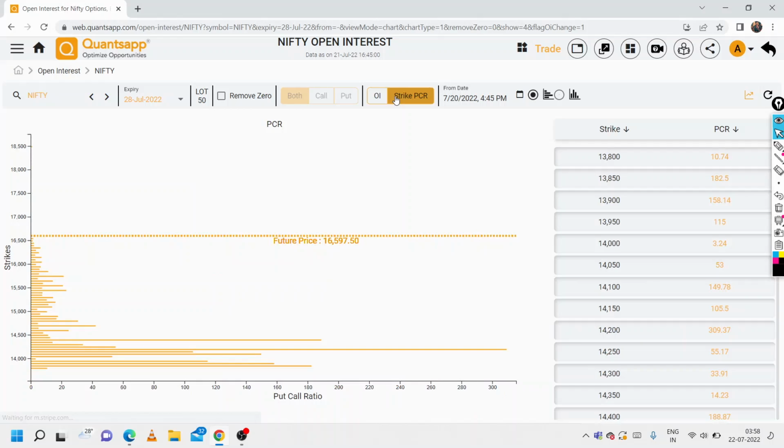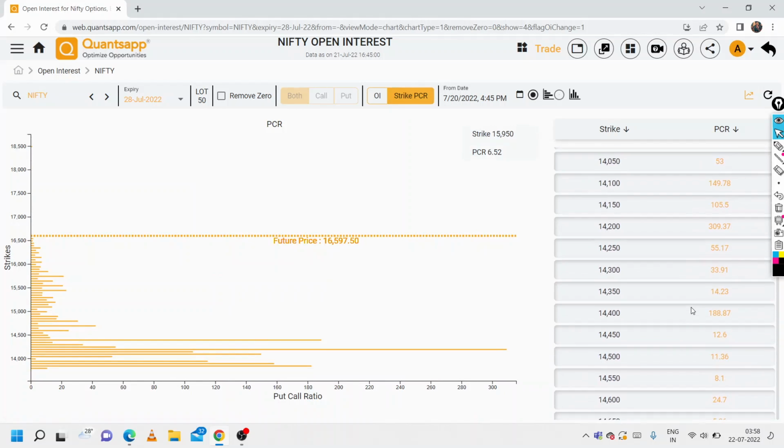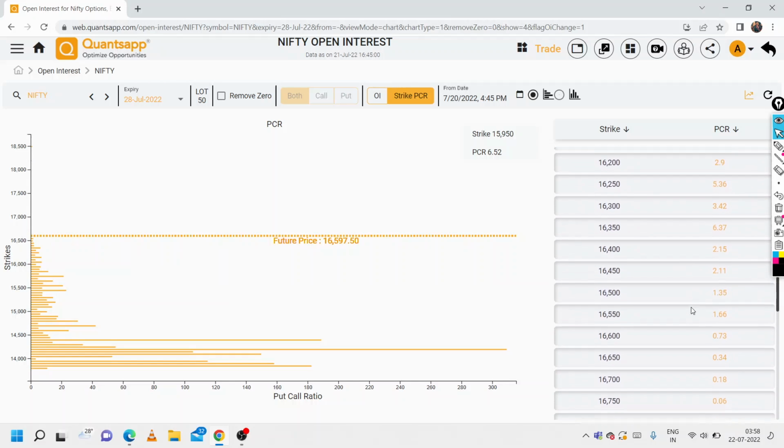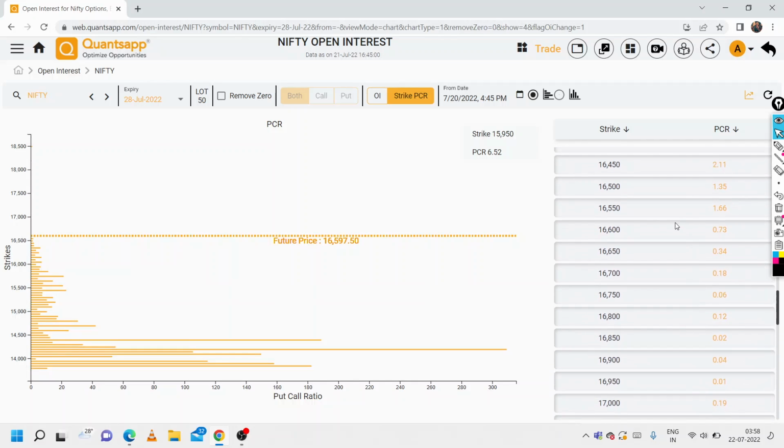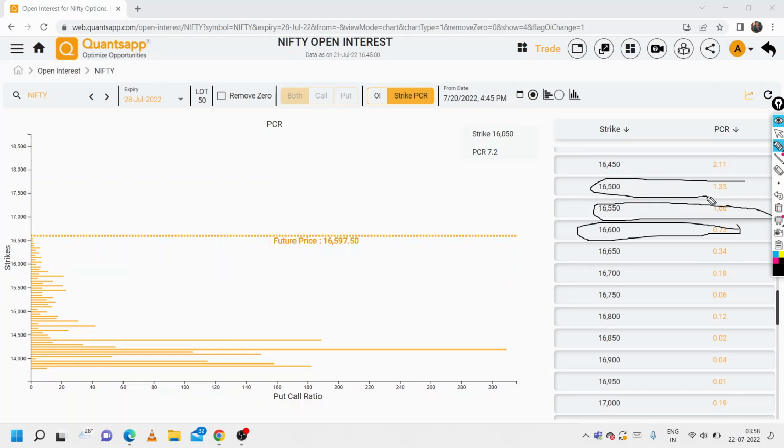Now we'll see the PCR. Our current spot price is around 16,597, that is 16,600. So the PCR over here is 0.73, which shows that market from here is having a slightly bearish view. But then 16,550 and 16,500, these are having PCR greater than 1, which shows that market might take a support at these levels. So we have seen all these data.